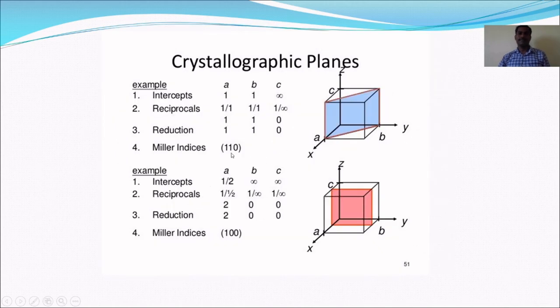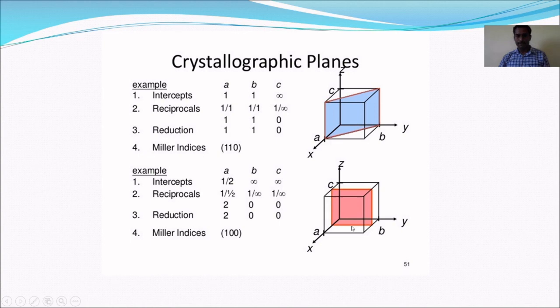The next example is this plane. It cuts along the x-axis at a, intercept 1, the y-axis at b, intercept 1, and this plane is parallel to the z-axis at c, therefore it is written as infinity. When we take the reciprocals, 1 upon 1, 1 upon 1, 1 upon infinity, we get 1, 1, 0, written as the (1 1 0) plane present in the crystal. So these are the Miller indices.